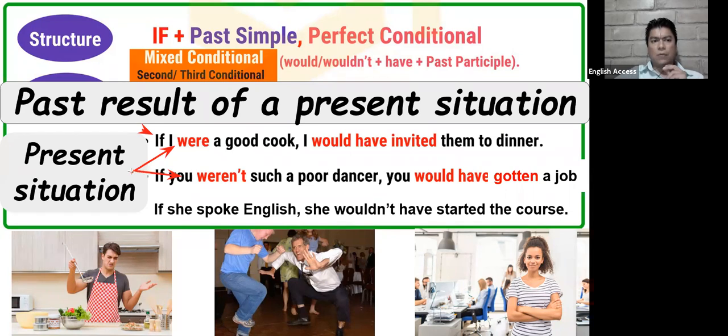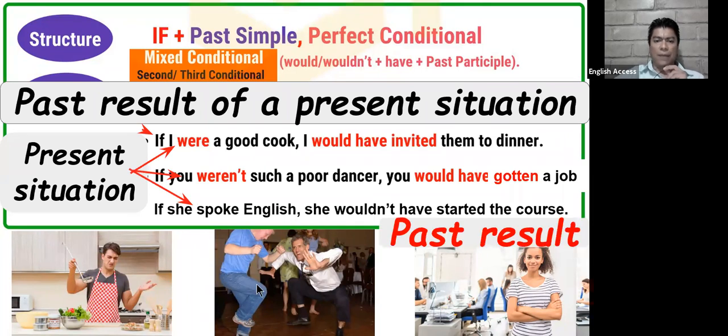And the next one, present situation, if she spoke. And what we have are past results. The past result is the past perfect or the perfect modal: would have invited, would have gotten, wouldn't have started. Now let's take a look at these examples in more detail.